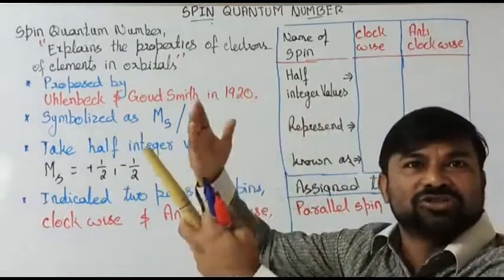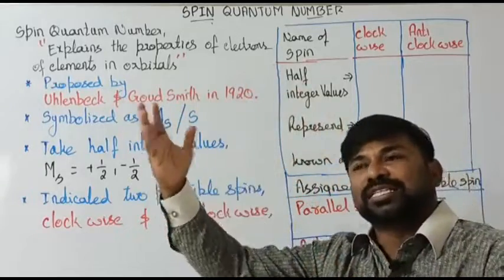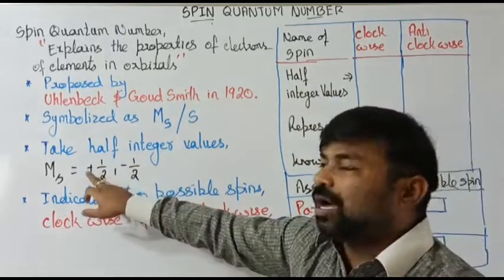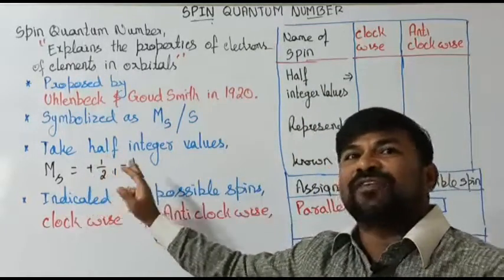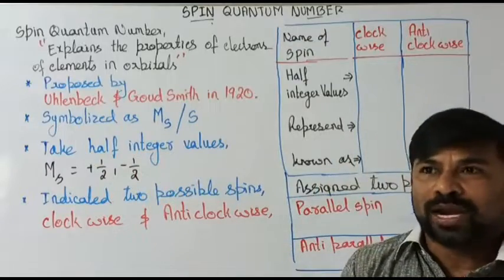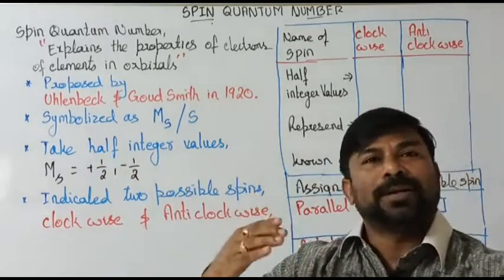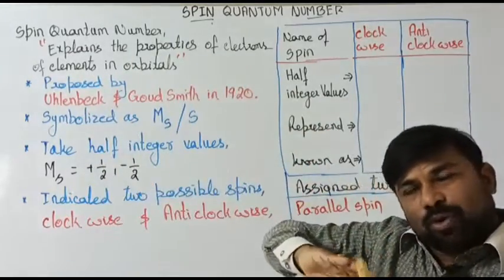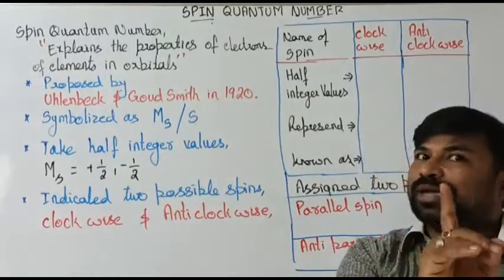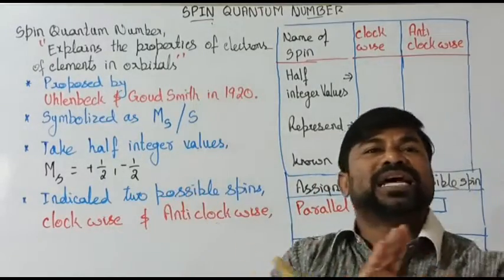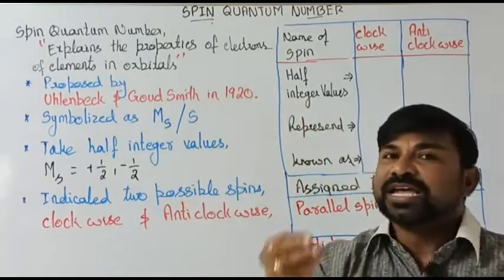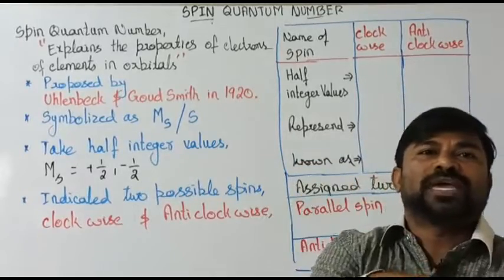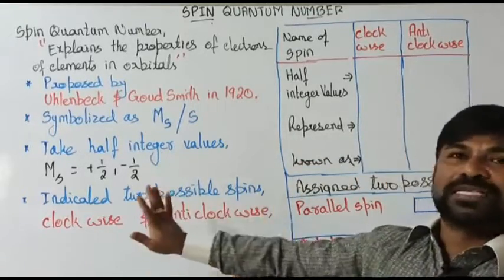The remaining all are integers. You have to remember this one. The remaining all are integers, whereas the spin quantum number takes half integers, right? So that is nothing but plus half and also minus half. These are the 2 values. Moreover, the azimuthal quantum number depends on the principal quantum number, and the magnetic quantum number depends on the azimuthal quantum number, whereas the spin quantum number doesn't depend on any other quantum number. It is the intrinsic behavior of an electron, the natural behavior of the electron. It has a specific value.